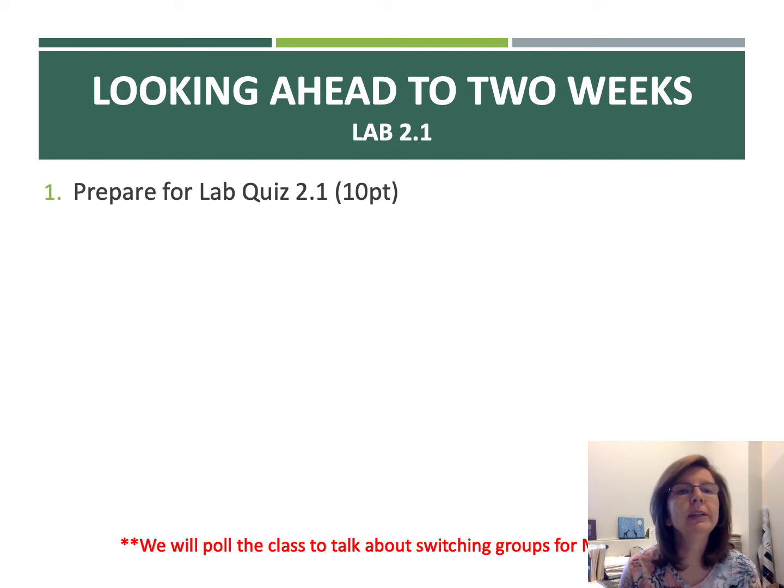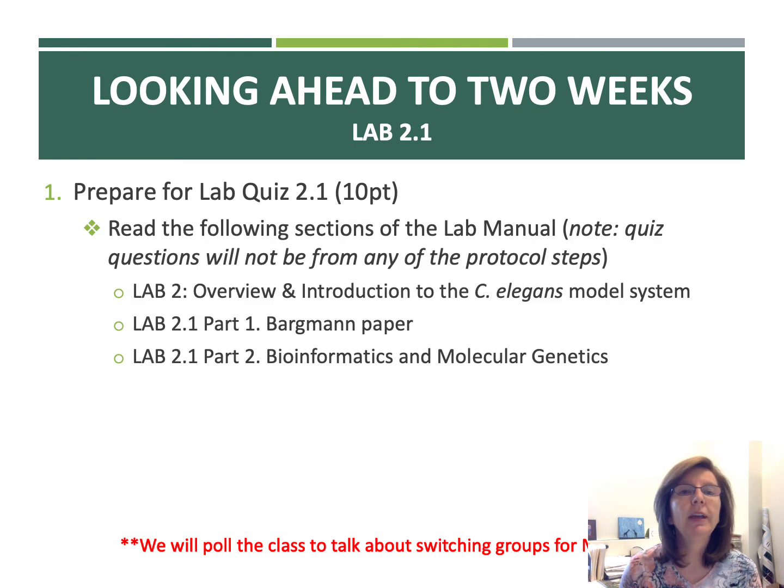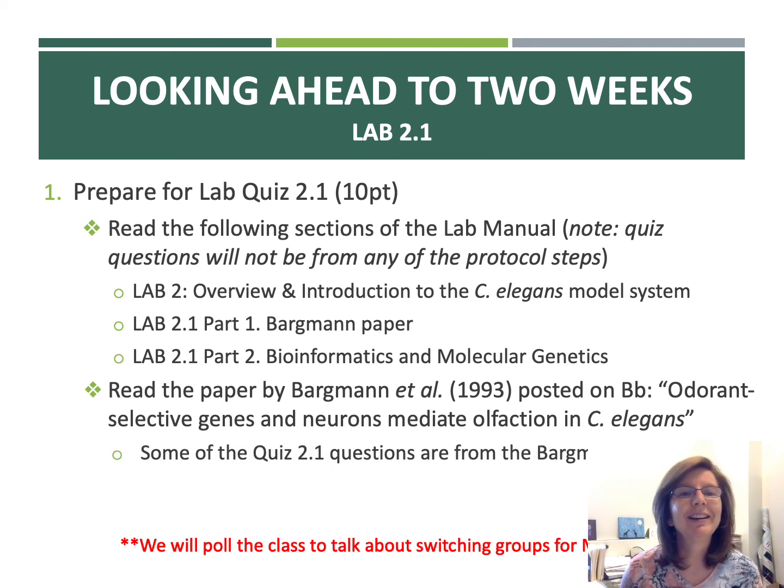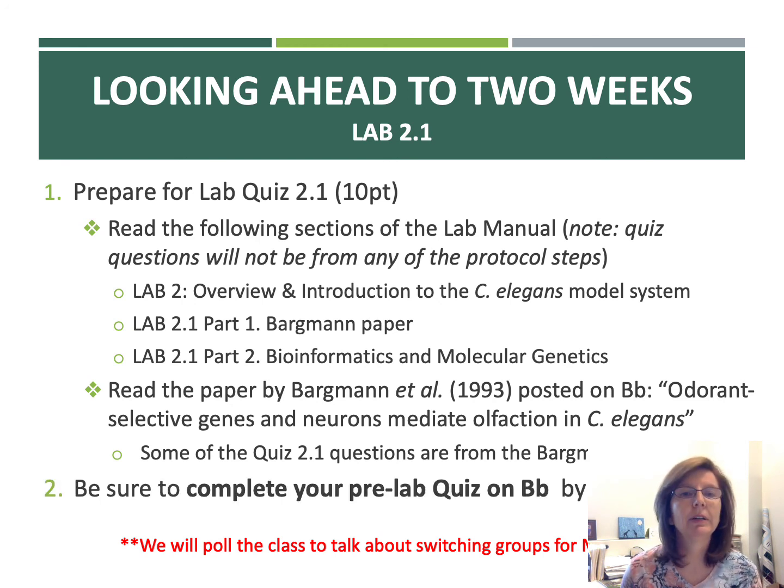We will in 2 weeks have Lab Quiz 2.1. And that will correspond to the following sections of the lab manual. The overview and introduction to C. elegans model system. Part 1 is about the Bargman paper, which is a published research article about chemotaxis using C. elegans. And Part 2 is some more information about using bioinformatics and molecular genetics. So the paper by Bargman is already posted on Blackboard if you want to get a head start. And some of the quiz 2.1 questions are from that Bargman paper.